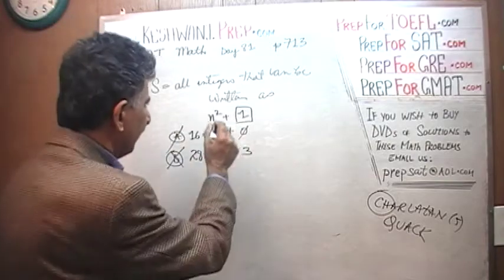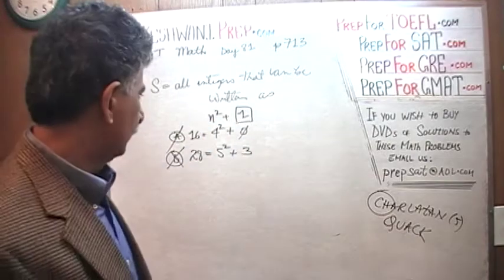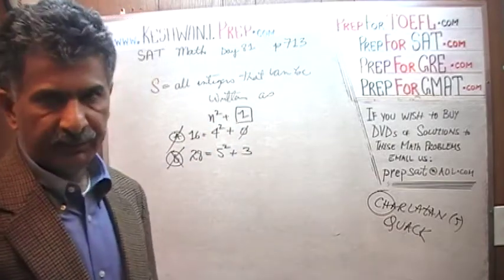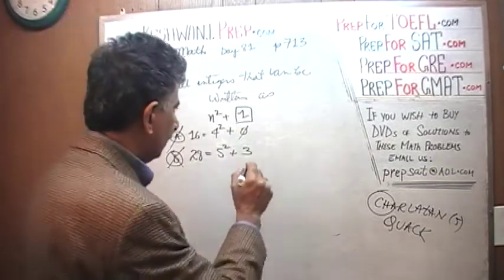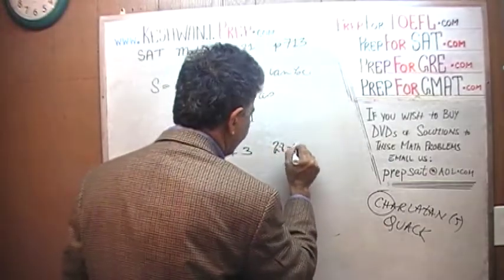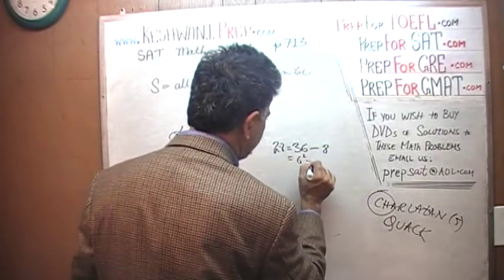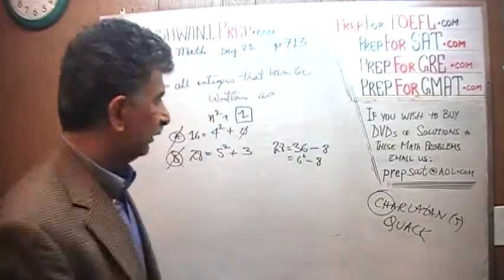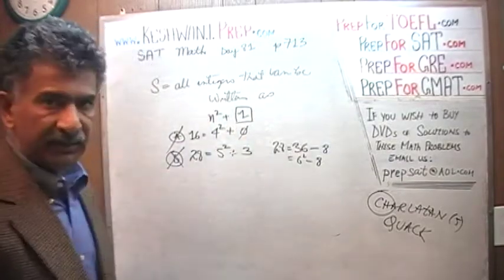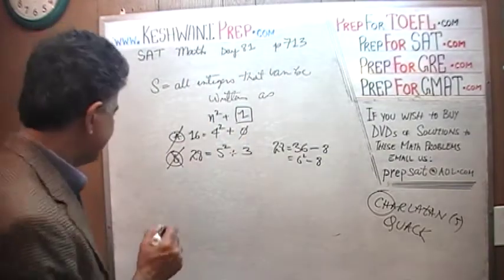You see? It has to be plus 1. It cannot be minus either. It has to be plus 1. For example, 28 can also be written as 36 minus 8, which will be 6 squared minus 8. But we're not looking for negative 8. We're looking for positive 1. B does not work.